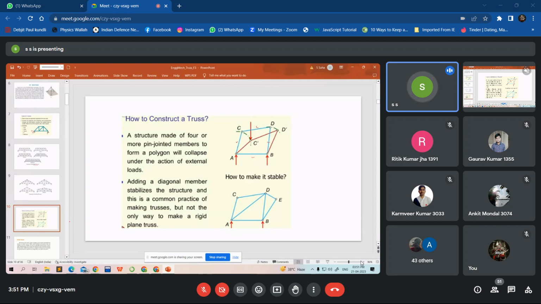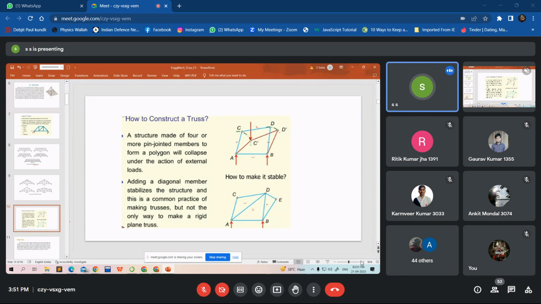To make it stable, you have to do only one thing. You have to just join this diagonal. It is braced to make a triangular configuration. So now you have 1, 2, 3 triangles, and a triangular configuration is very, very stable.